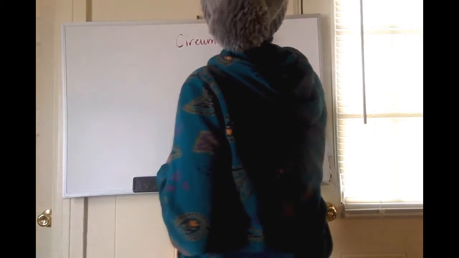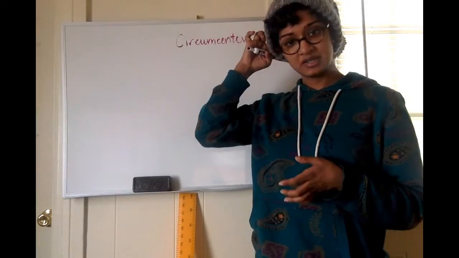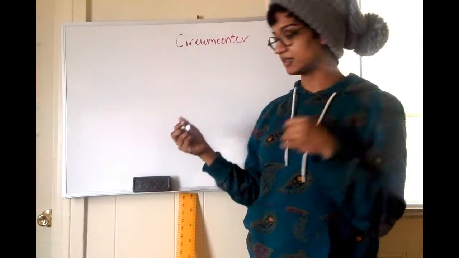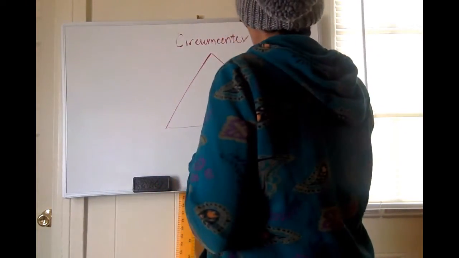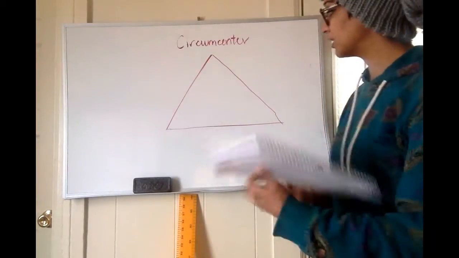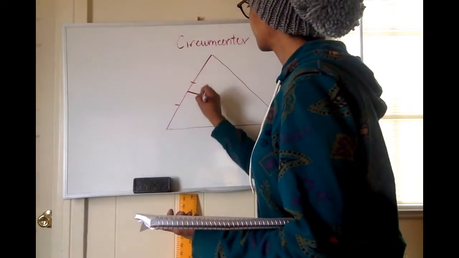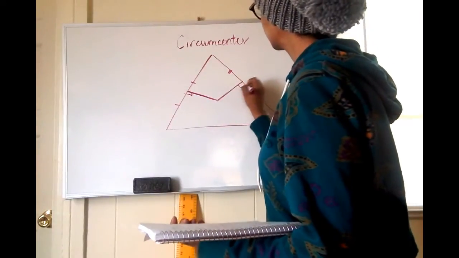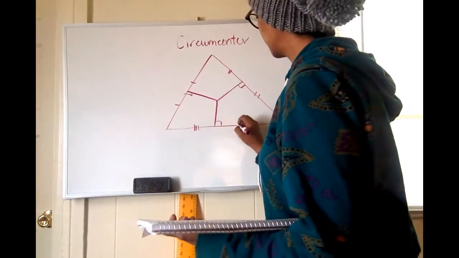And I pointed out earlier that circumcenter is connected to the perpendicular bisector because the perpendicular bisectors all intersect at this one point called the circumcenter. Okay, so let's do that. If I have a triangle, well, I'll just draw out what it should look like, okay? So here's my perpendicular bisector. Here's another perpendicular bisector, and here's my last perpendicular bisector.